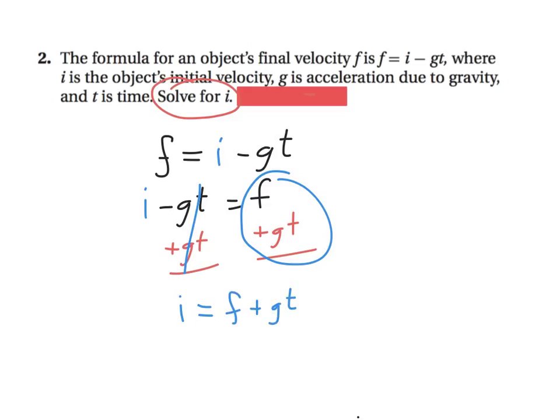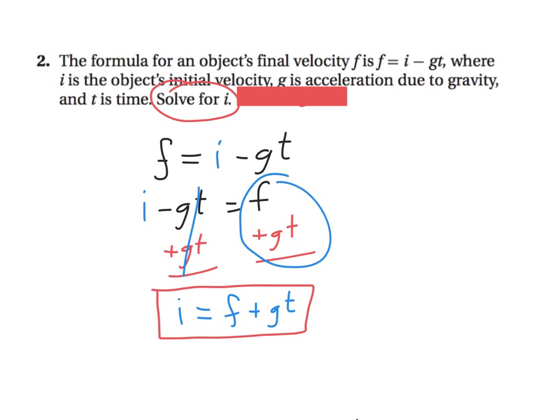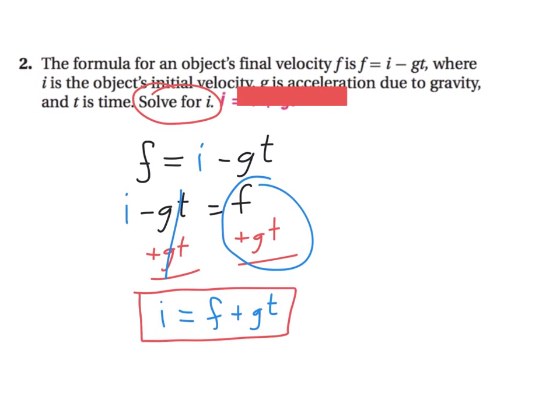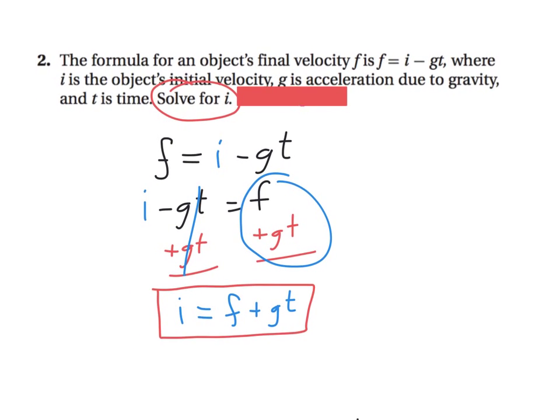And what I come up with is a formula for I, right? This formula is solved for I, so I have I equals. That's the gist of it. And if I could move this rectangle, which I think I can, sort of, you can see it says I equals f plus gt, which is what I thought. Okay.